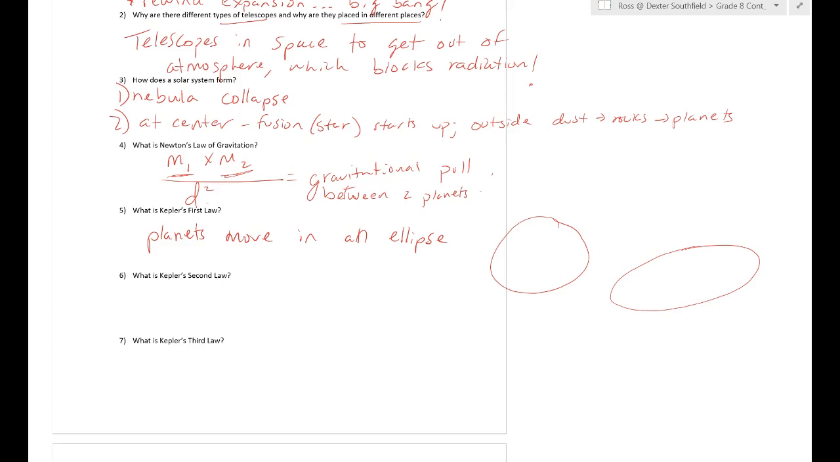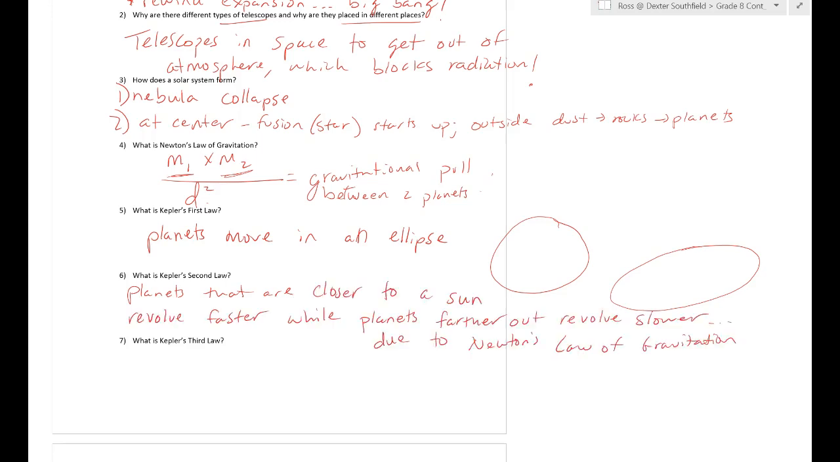Kepler's second law is that by doing some math, he figured out that planets that are closer to a star move faster than planets that are further away from a star. And the farther out in the solar system you get, the slower those revolutions happen. Now the book just makes that claim, right? It just says that if a planet is closer, it's going to move faster, and if it's further, it's going to move slower, and it doesn't really explain why that's the case and why one planet is moving faster and one planet is moving slower.